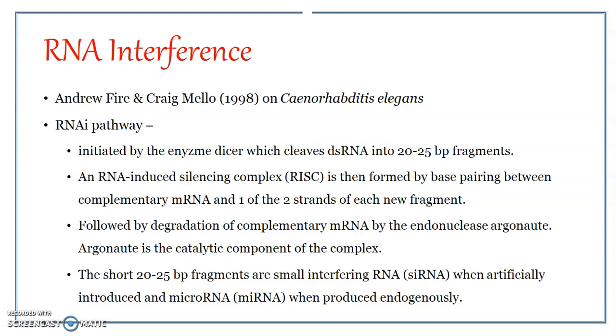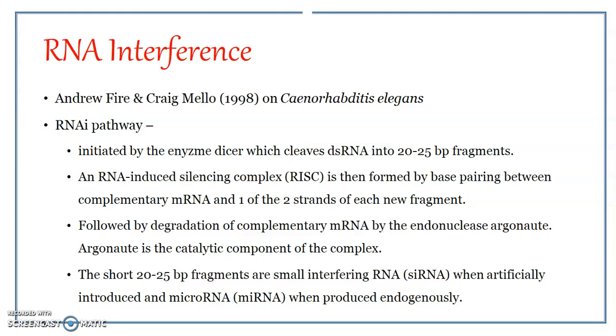Now, what they found is that the nematode worms injected with single-stranded RNAs, either the sense strand or the antisense strand, did not show much of an effect. But in the worms injected with the double-stranded RNA, they could stop the production of the particular muscle protein. So it was very effective in stopping the production of the particular encoded protein.